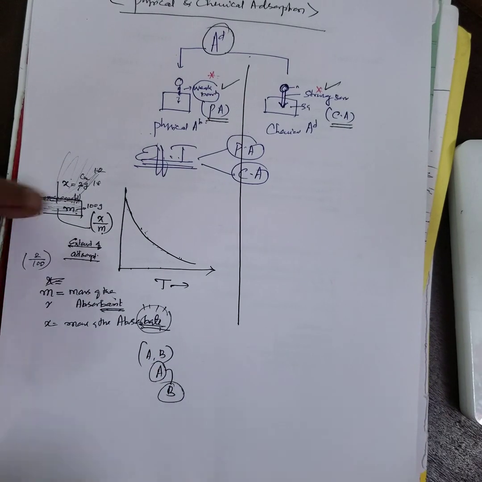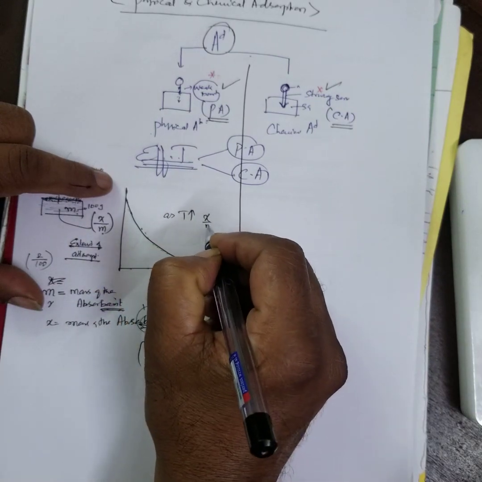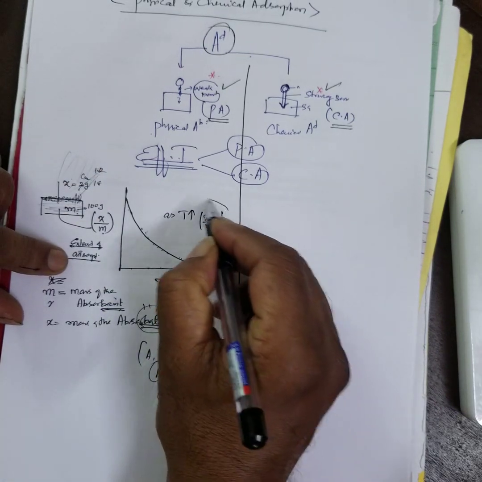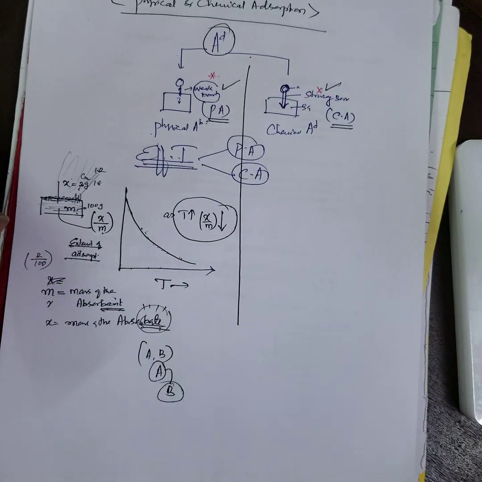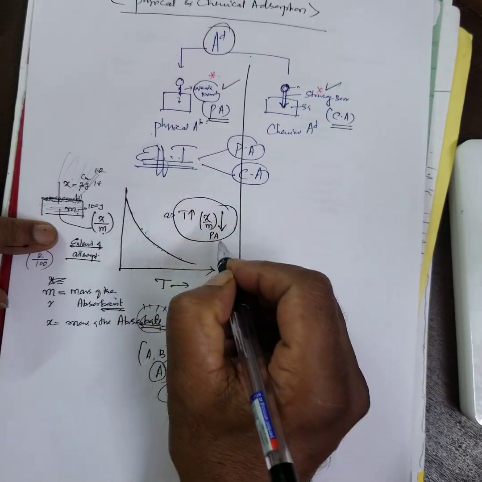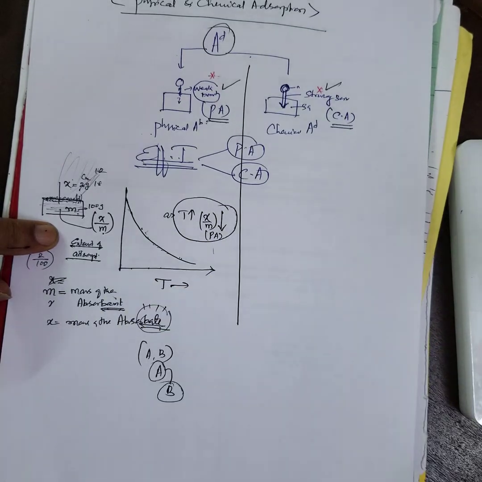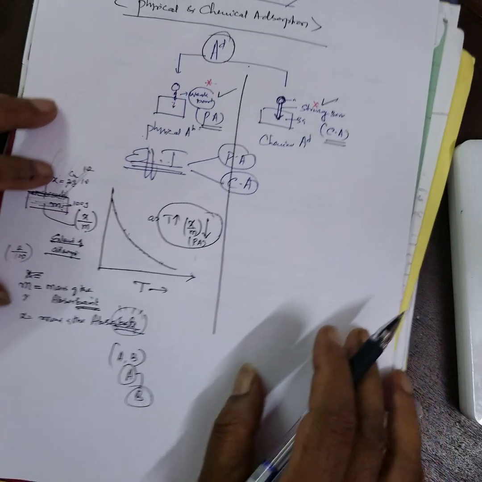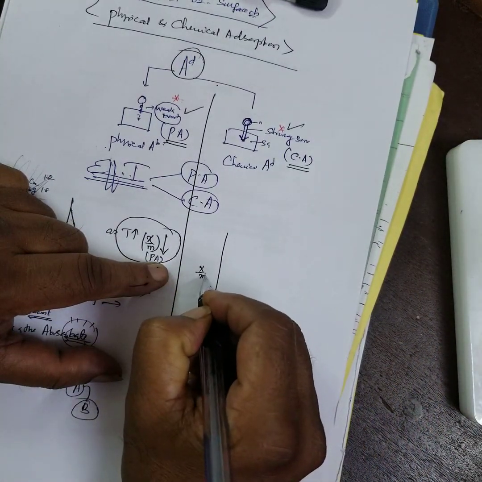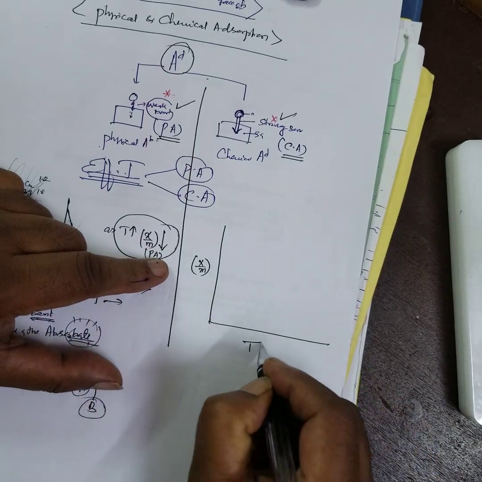Okay? Therefore, as temperature rises, the extent of adsorption decreases. Understood? The extent of physisorption, or physical adsorption, decreases. Now, in the case of chemisorption, this is the extent of adsorption. This is the temperature.